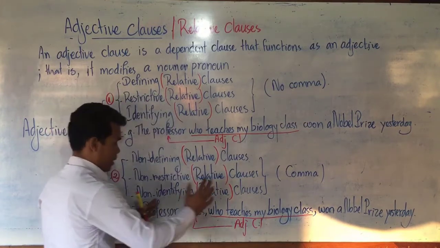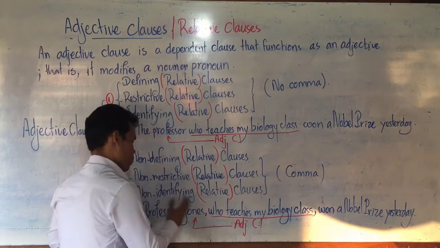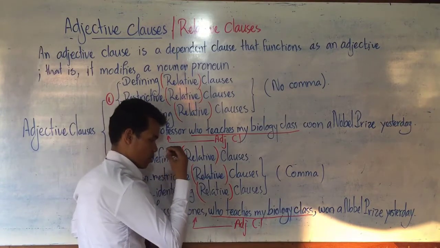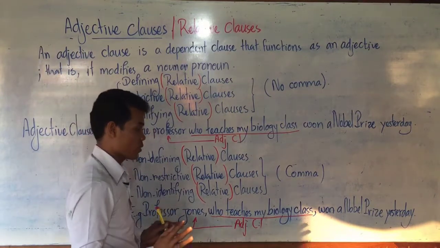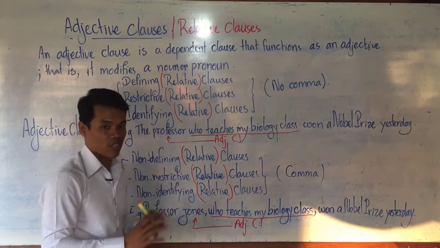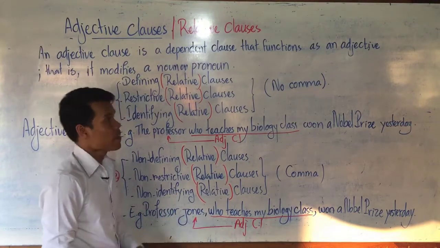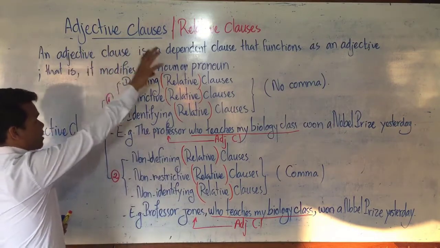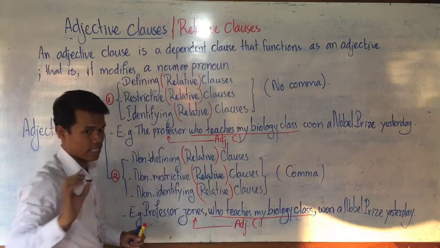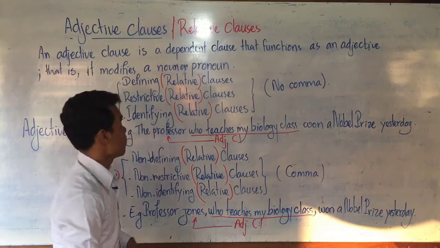In this sentence, if you delete this clause, you still understand that Professor John is the one who is known clearly, known well, so there is no need to give more information. You also understand who Professor John is. Okay, again, when you talk about an adjective clause, it is a dependent clause that functions as an adjective. When it functions as an adjective, it means that it modifies a noun or pronoun.